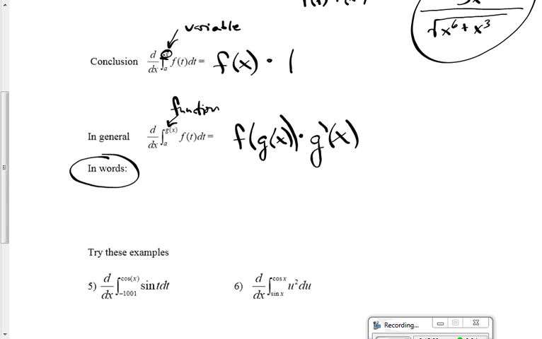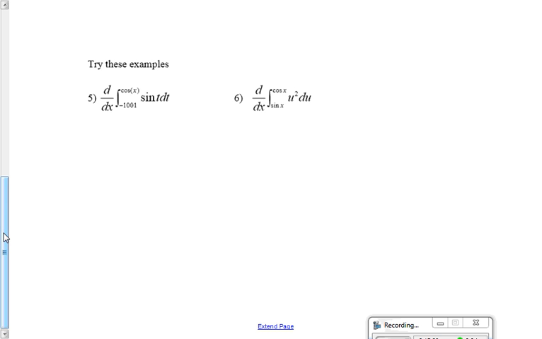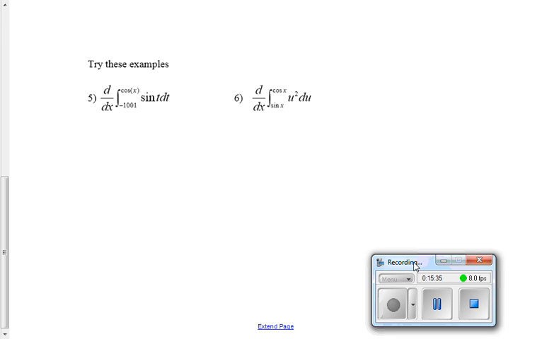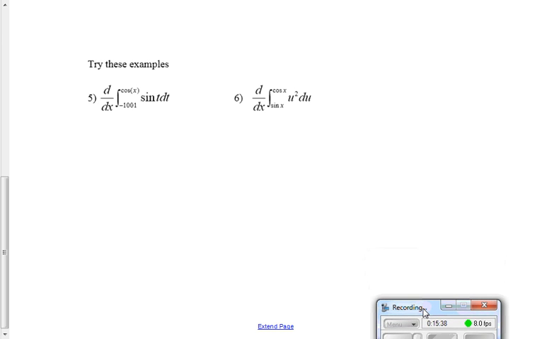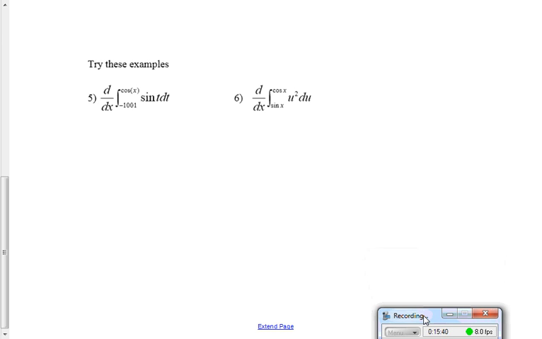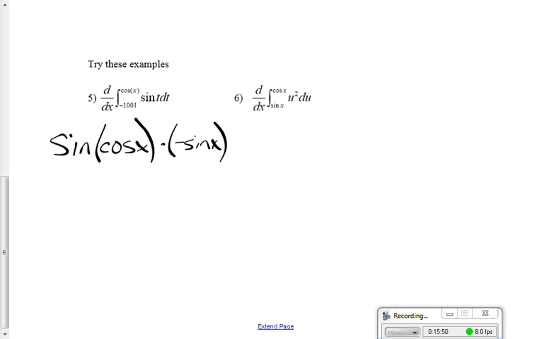Okay? I want you to try example 5, and then we will do 6 together. If you're feeling adventurous, you can start on 6, but be careful. All right, with 5, you got sine of cosine of x times negative sine x, right? Did you get that for number 5? How many people got that? High five yourself, everybody. Got it or not? High five yourself. Good work. Okay.